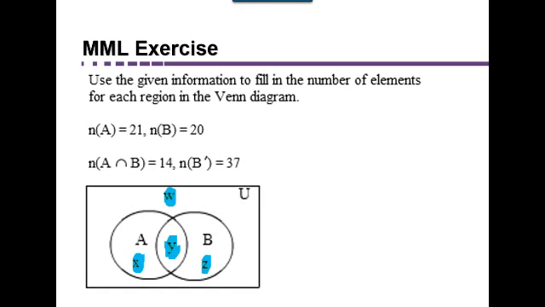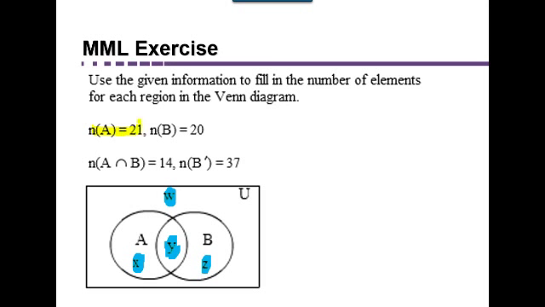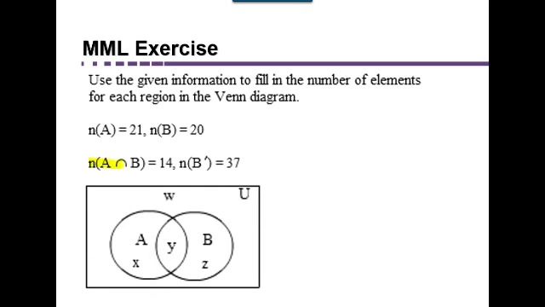Okay, so for example, N of A equals 21 does not tell you about a single region. That tells you about region X and region Y. So that's not going to be the information you start with. You're going to try to find one of these facts that relates to a single region. So, for example, the number of elements in A intersect B. Intersections are often a good place to start, because it narrows it down to a particular region.